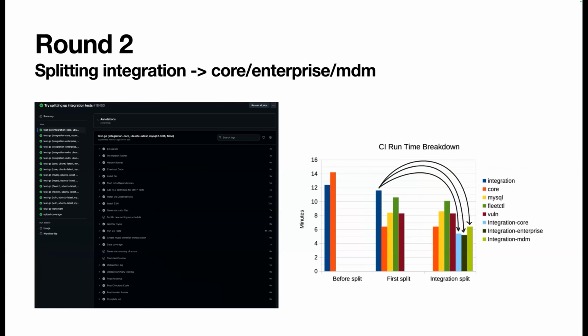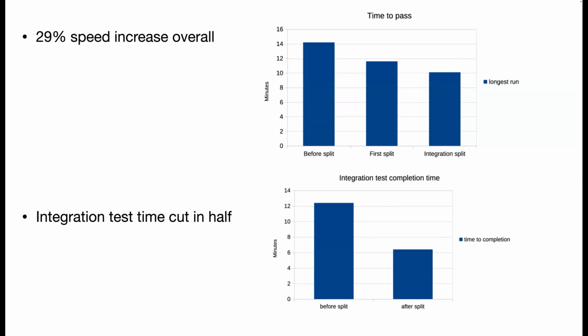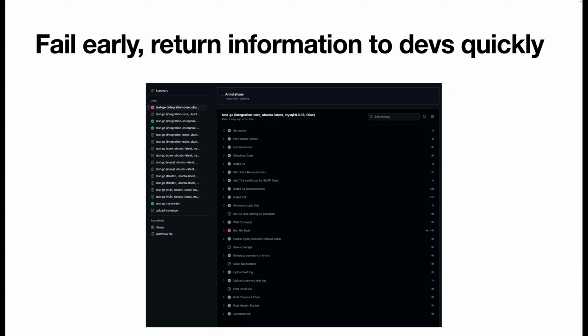As you can see, we came down from about 15 minutes to almost 10. The second round was splitting up the integration tests. So we then go from 1 tall integration test into 3 sub-integration tests. We have core, enterprise, and MDM. The outcome of this was that the integration test as a whole ran 30% faster in most cases, and the integration test, which was the one that would be most likely to fail, got cut in half. The benefit is that since the integration tests run all the way through, but now they're split up into 3 groups, if one of them fails, it cancels everything else and lets the developer know right away.